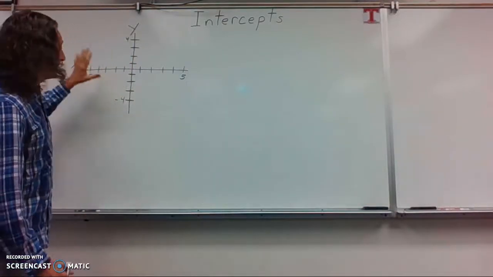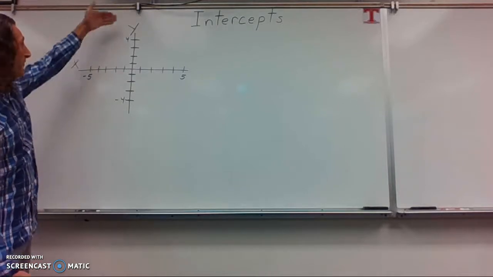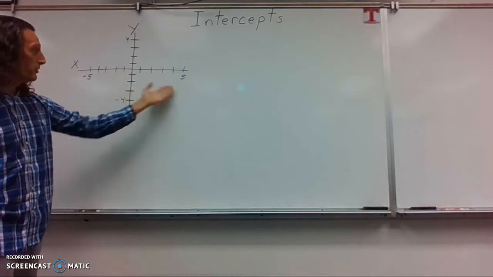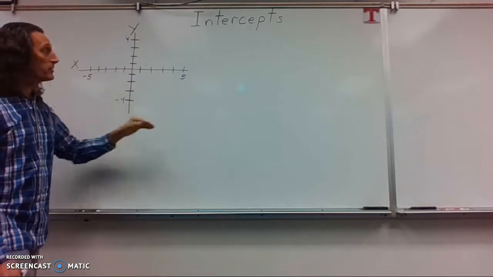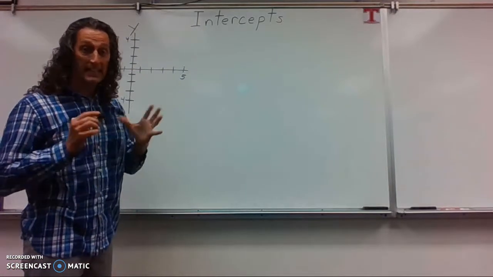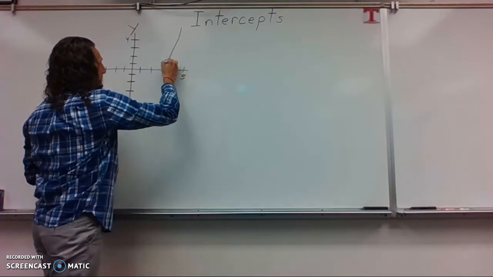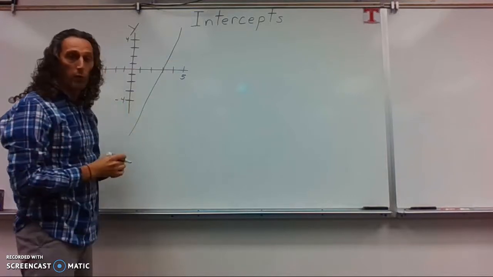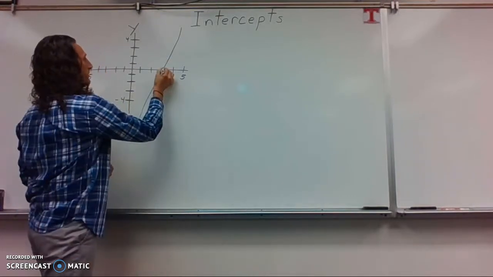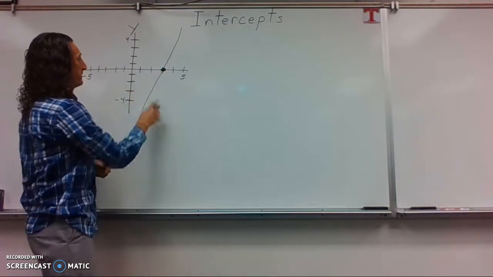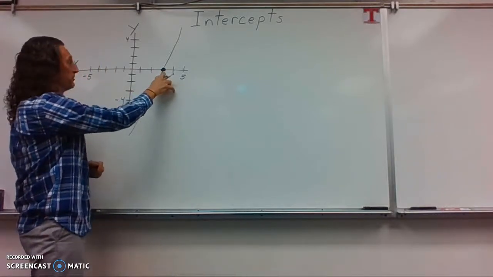So I have a small coordinate plane. Remember, we have our y-axis is what goes up and down. We have our x-axis that goes left to right, right? So an intercept is simply a line that crosses over one of the axes. And more specifically, it is at the point. So that would be called an intercept.